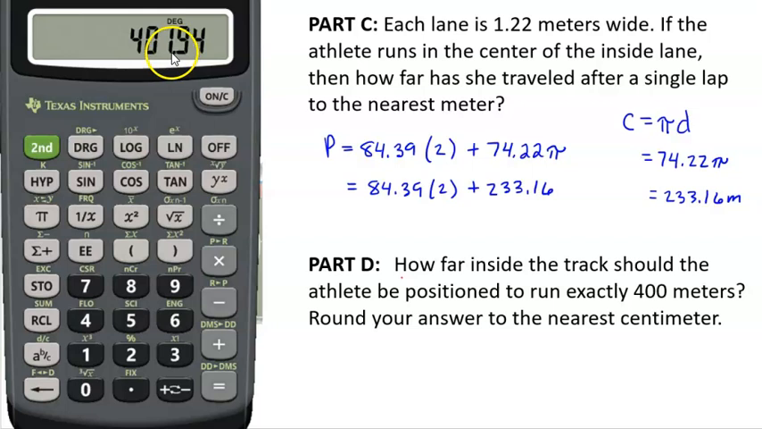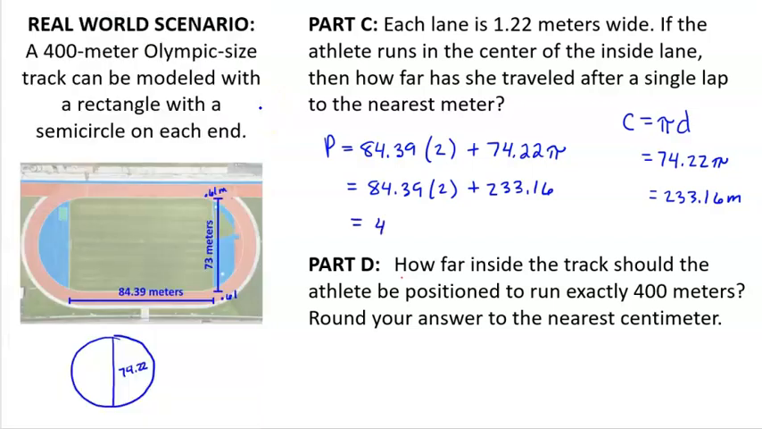And so let's go ahead and add that. And we get 401.9. And then it says round to the nearest meter, so that's about 402 meters. And then it says, how far inside the track should the athlete be positioned to run exactly 400 meters? And then it says, round your answer to the nearest centimeter.